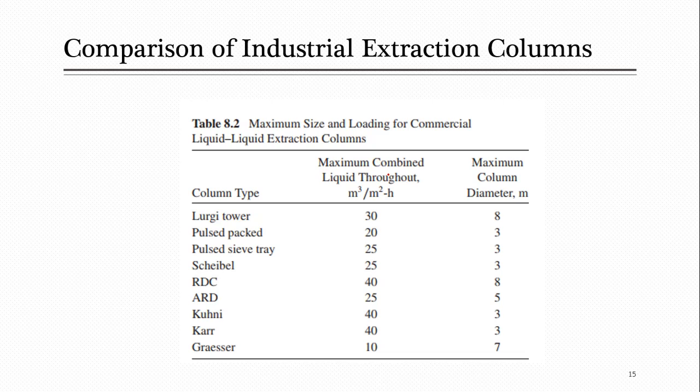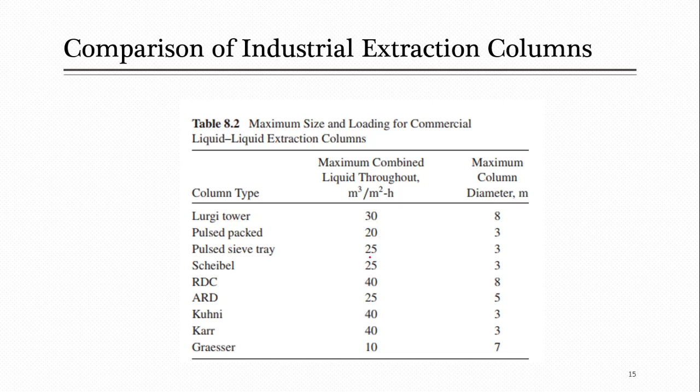Overall, two pieces of information are provided for their comparison: the maximum combined liquid throughput. What does this mean? It is the overall maximum combined amount of liquid, both the feed and the solvent, handled per unit area per unit time through that column. As well, the maximum column diameter is provided to you.